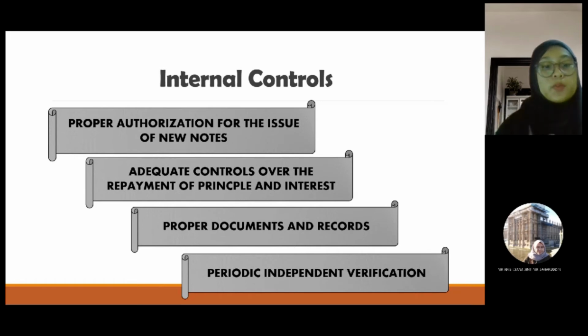The last point is periodic independent verification. Periodically, the detailed note records should be reconciled with the general ledger and compared with the note holder's records by an employee who is not responsible for maintaining the detailed record. At the same time, an independent person should recompute the interest expense on notes to test the accuracy of the record keeping.